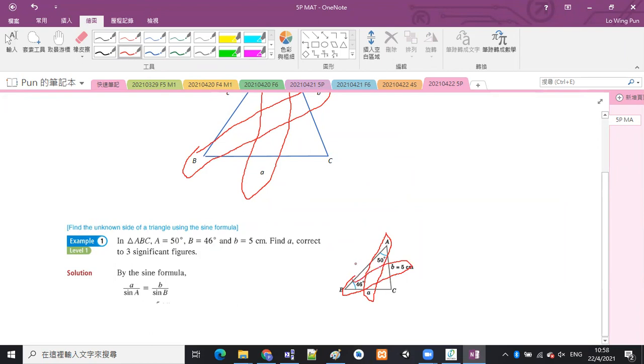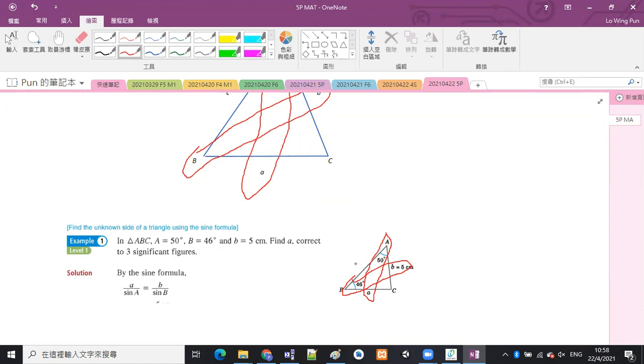We have to make sure they really form two pairs of side lengths and angles, okay? If not, for example if this were AC, then it would not be a pair, and we could not use the Sine Formula. Okay, so this one is an angle-length combination, and then another angle-length combination. We have two pairs. Then it is okay to use the Sine Formula.